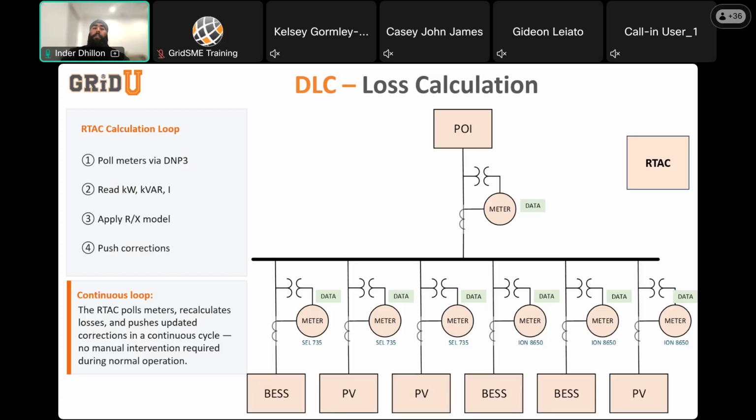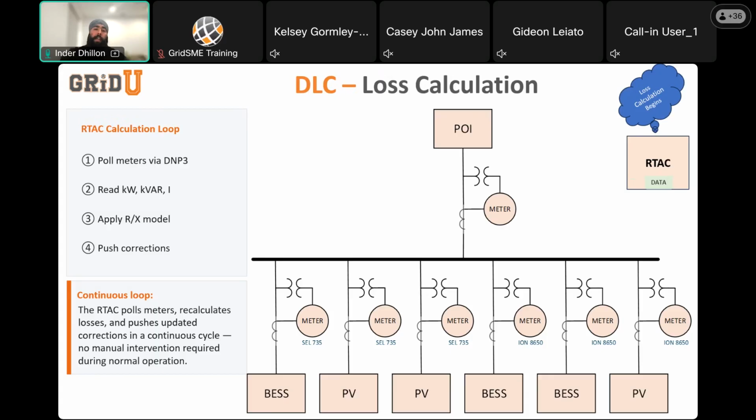Once the RTAC has both the system model and real-time data, it combines the two to calculate losses. So it takes in real and reactive power data values from each meter along with current measurements and uses that to determine how power is flowing through the system. Using the R and the X values from the model, it applies power equations to calculate both real and reactive loss across the transformer and the line.